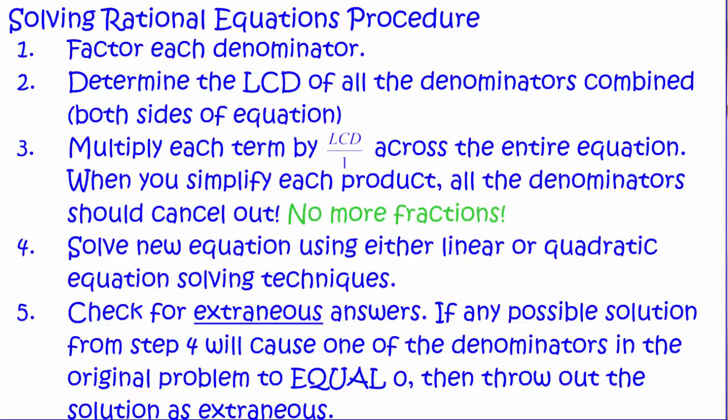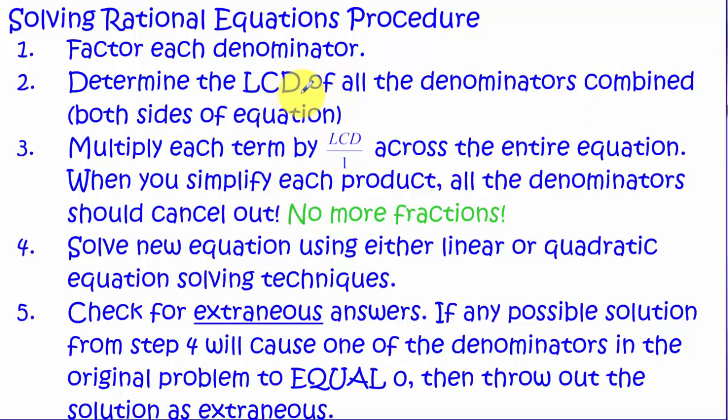So let's talk about the procedure. Our objective is going to be to multiply the equation by a particular expression that will eliminate all the fractions. That'll make the equation easier to solve because we'll be using our skills that we've learned in Algebra 1 for solving linear equations or quadratic equations. So to accommodate that, what we need to do is find the least common denominator of all the denominators on both sides of the equation.